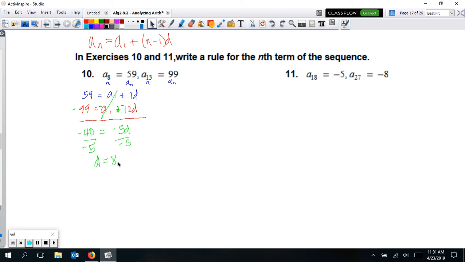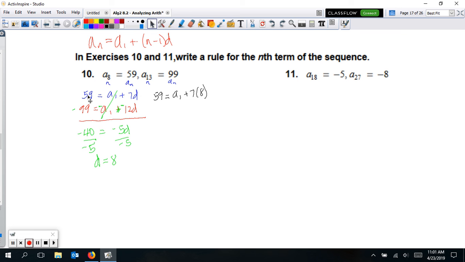So now that I know that, I can plug it back into the formula and use one of these points here, or one of these numbers. I can either use the 8th one or the 13th one, it doesn't matter. And I'll probably always use the smaller numbers, so I'll probably use the 8th one here. So I'm going to plug everything in except for a of 1 now. So I'm going to say, okay, 59 again is equal to a of 1, which I still don't know, plus 7, because remember that's right here. That's basically plugging it into this equation.